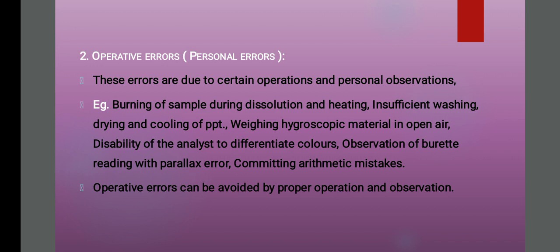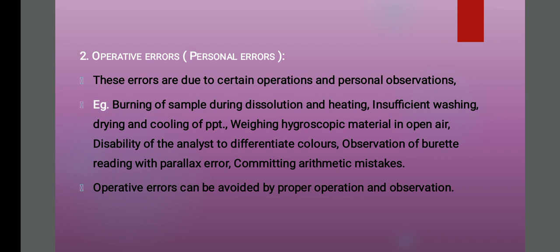Then insufficient washing, drying and cooling of precipitate. Then weighing hygroscopic material in open air. What is that? Hygroscopic material itself will absorb water. So if you weigh it in an open space, what happens? The weight will keep changing, so operational error will be there. Then disability of the analyst to differentiate colors. When we do titrations, if you don't see the color correctly, the end point will come wrong. So this is said to be operative error.